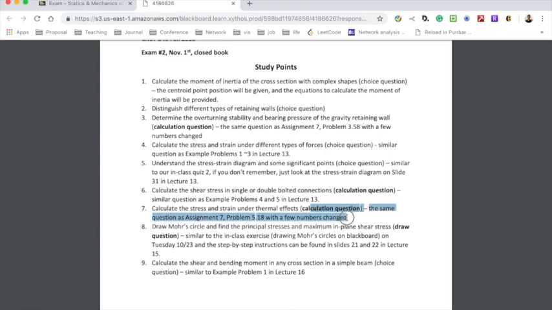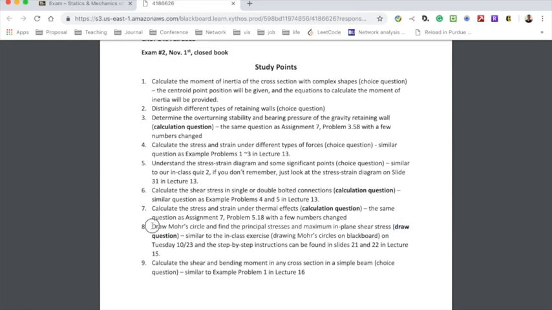So I will give the equations, and you need to make sure you know how to use the equation. And for each individual letter, you need to know the physical meaning behind this equation. This is the three calculation questions. And another one I highlighted is the drawing question.